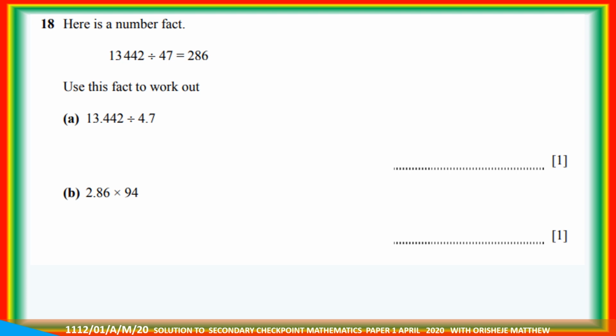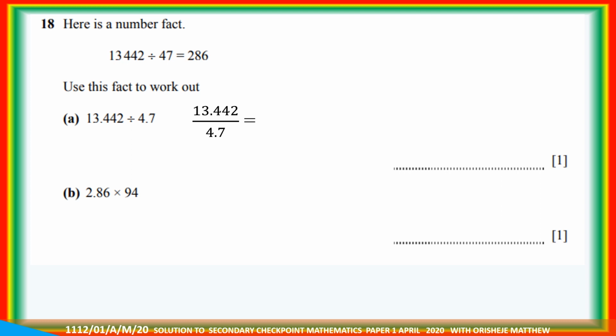Now question A, we are told the decimal position has been shifted. So a decimal was introduced, and we have 13.442 divided by 4.7. All you need to do is use the fact above, put it as numerator and denominator. If you divide 30,442 by 47, it will give you 286. You are already given that.